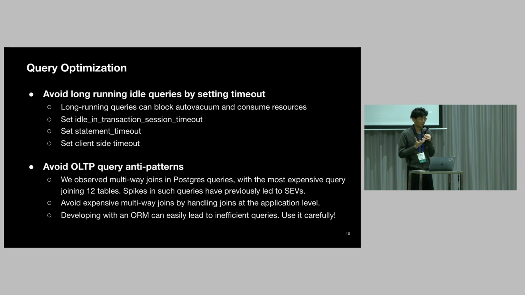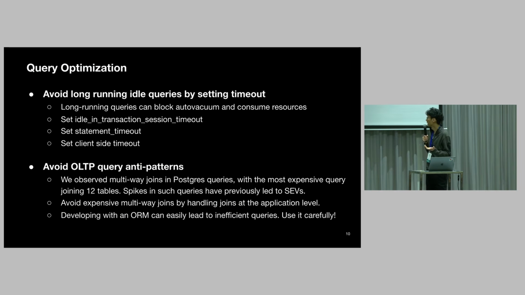We also set a statement timeout. This is because sometimes we find a query is actually idle in Postgres, but the status shows active. I'm not sure if that's a bug in Postgres or not. I will discuss this later in my slides. But sometimes we find idle queries whose status is active in Postgres, so the idle-in-transaction timeout will not kill them. So we have to set the statement timeout as well. We also set client-side timeouts. On the application side, we also have timeouts.